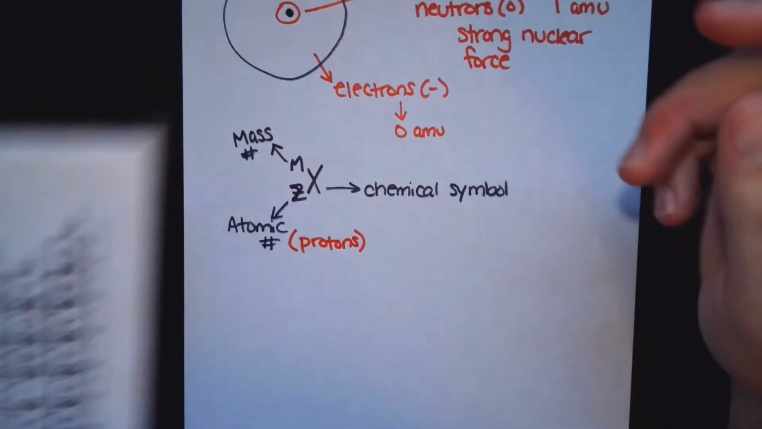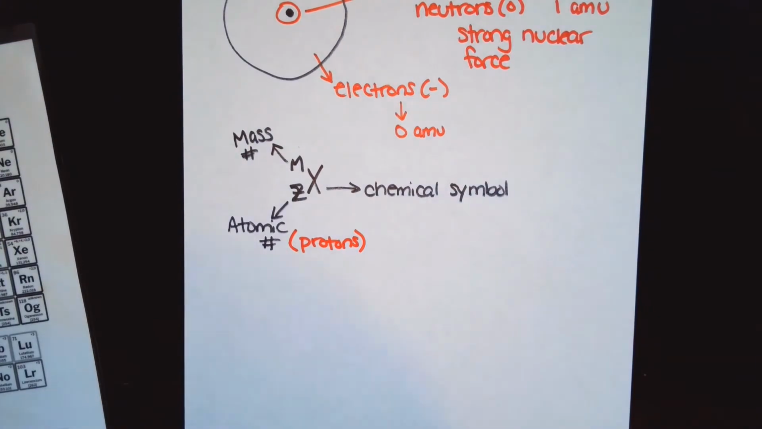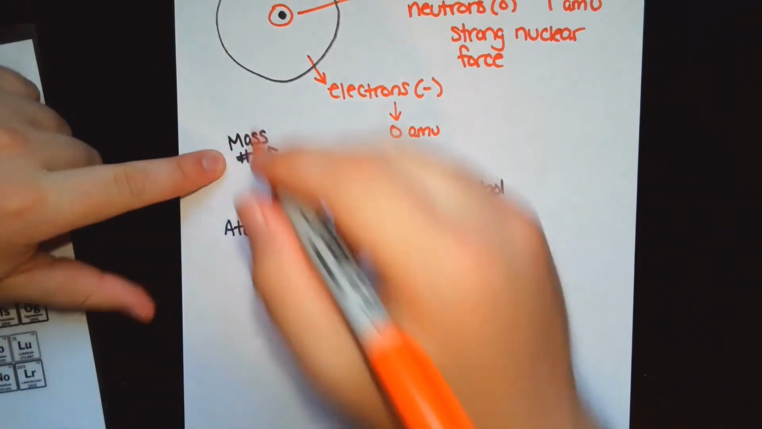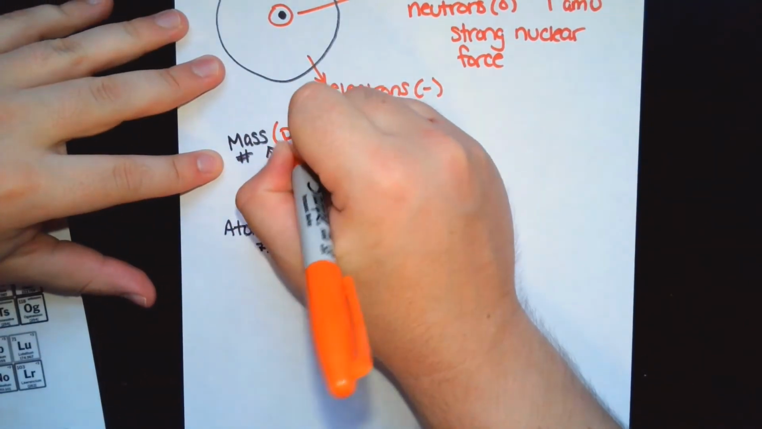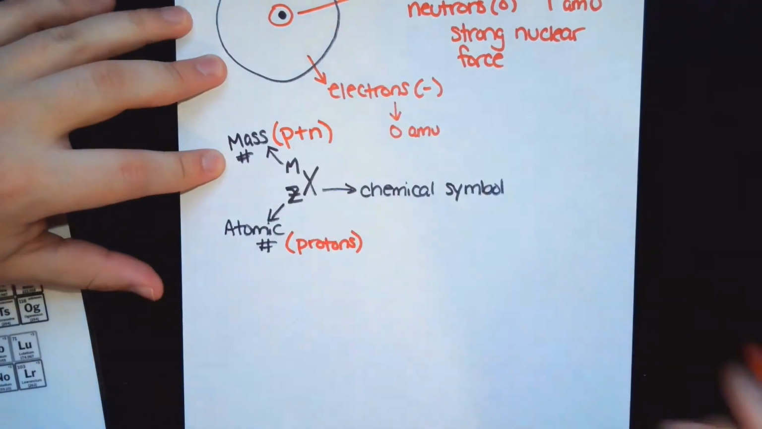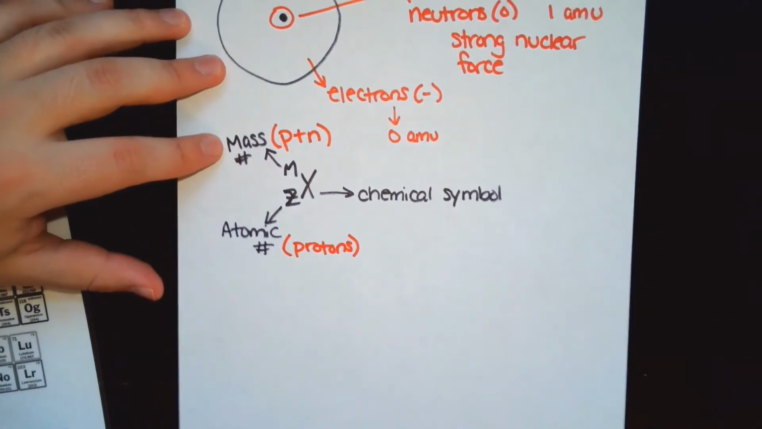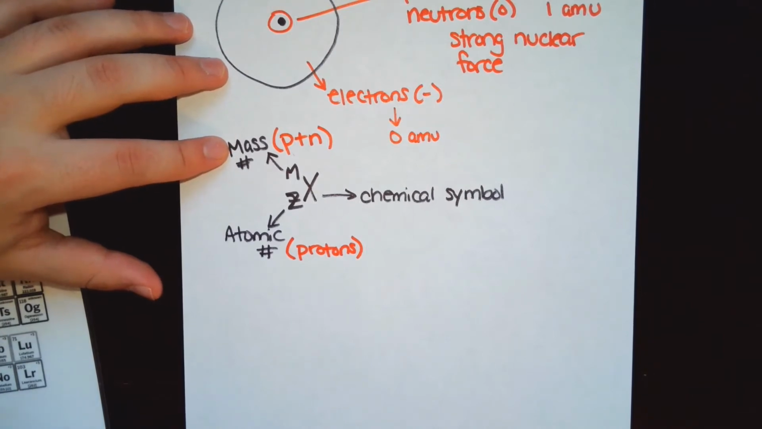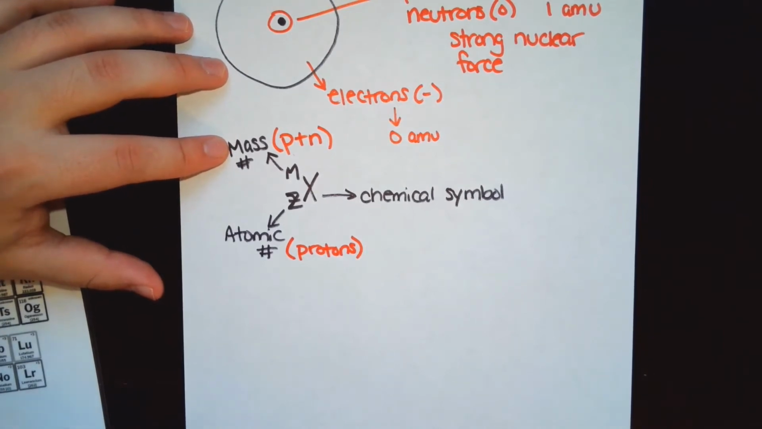Okay? So the number of protons is the only thing that actually determines the identity of an element. Mass number is the number of protons plus the number of neutrons. So that's all of the... so the mass number just tells you how many subatomic particles exist in the nucleus.